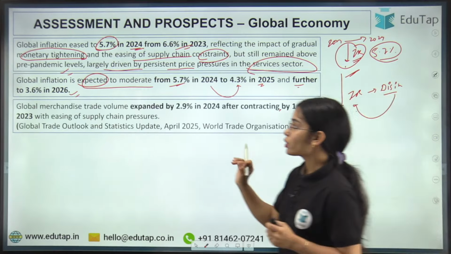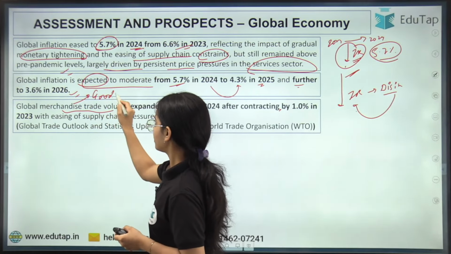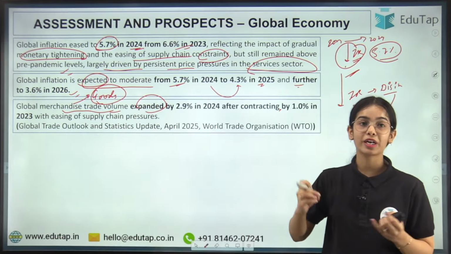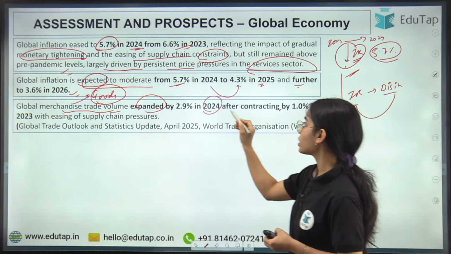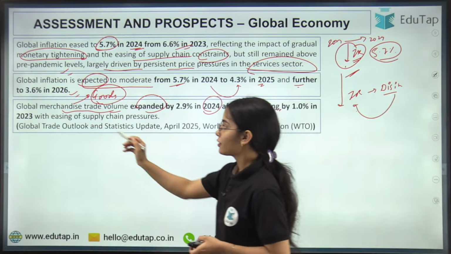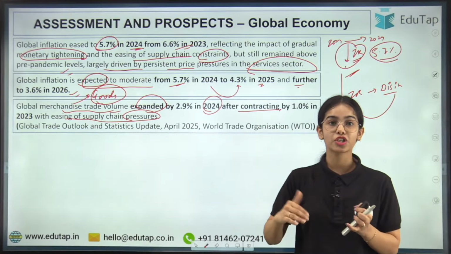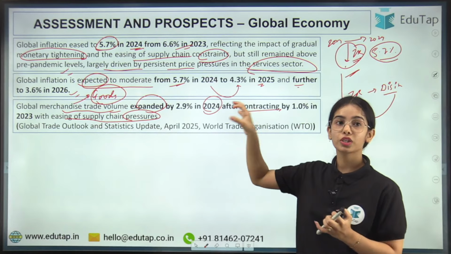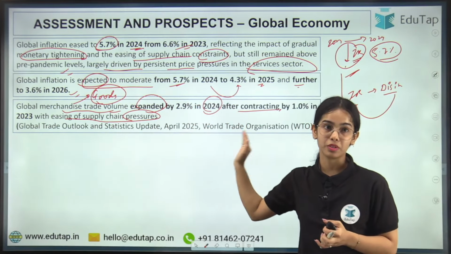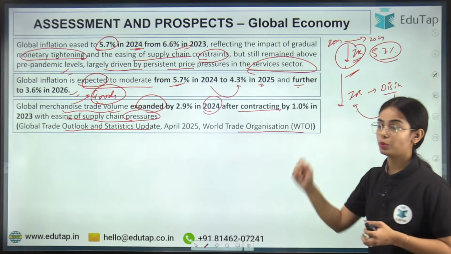Now, global merchandise trade volume. Global goods trade volume has expanded. It increased by 2.9% in 2024 after decreasing by 1% in 2023 with the easing of supply chain pressures. As the supply chain constraints reduced, the goods trade expanded at the global level by 2.9%. This is as per the Global Trade Outlook and Statistics update of the WTO.